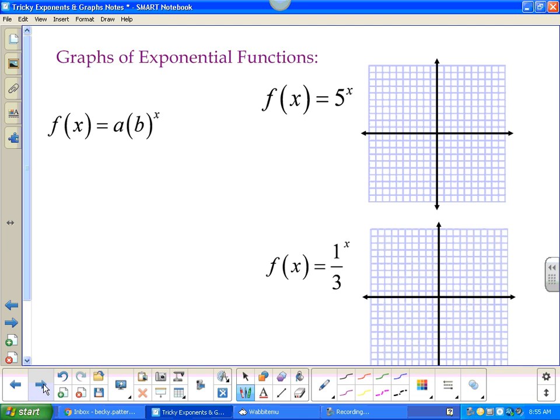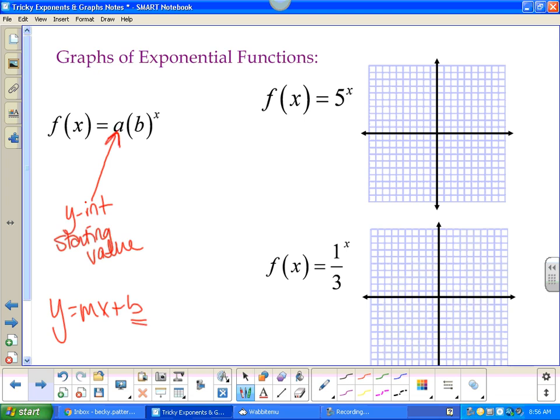Okay, so now let's graph. Graphs of exponential functions are super easy. Well, the extent at which we're going to look at them is super easy, but there's one tricky part. This is my y-intercept. It is my starting value, if you'll remember from yesterday. Just like when you have y equals mx plus b, this is my starting value. This is my y-intercept.